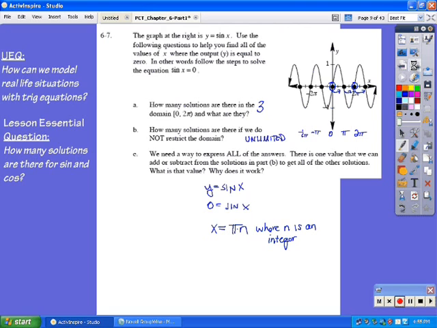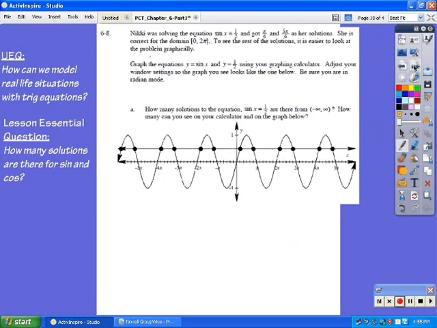Let's take a look at number 8. In number 8, Nikki was solving the equation sine of x equals a half, and got pi over 6 and 5 pi over 6 as her solutions. She is correct for the domain 0 to 2 pi. To see the rest of the solutions, it is easier to look at the problem graphically. So we see the graph that goes all the way from negative 6 pi to 6 pi. Adjust your window settings so the graph looks like the one below. Be sure you are in radian mode.